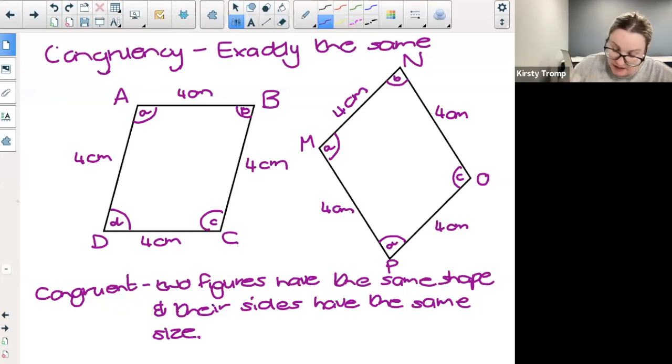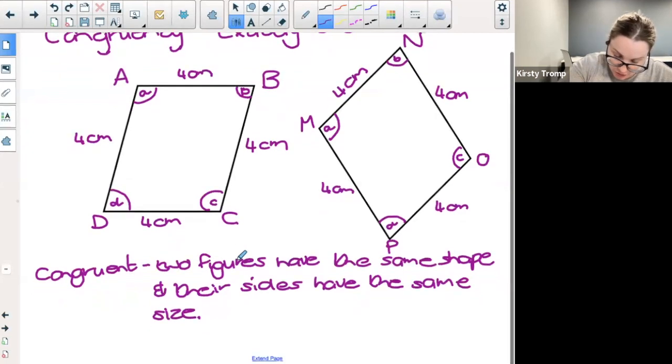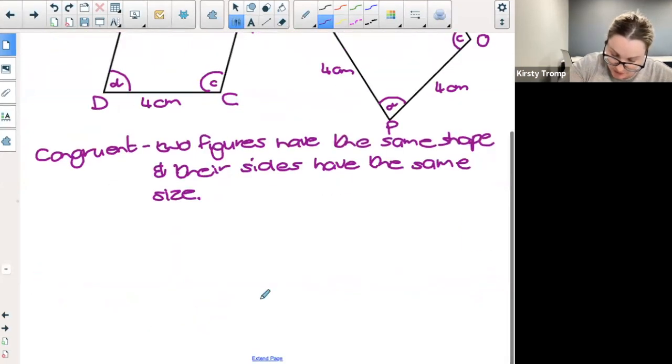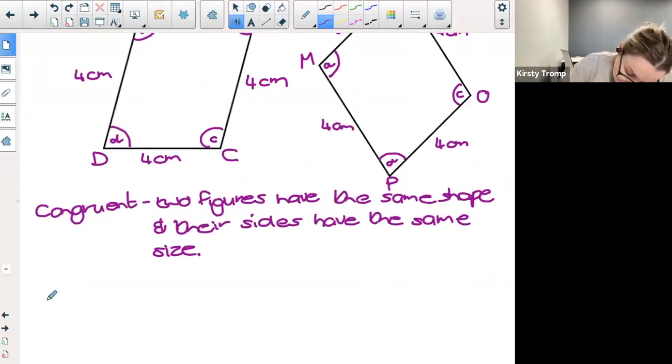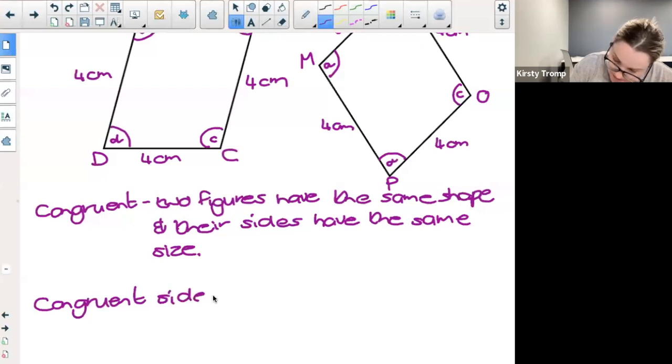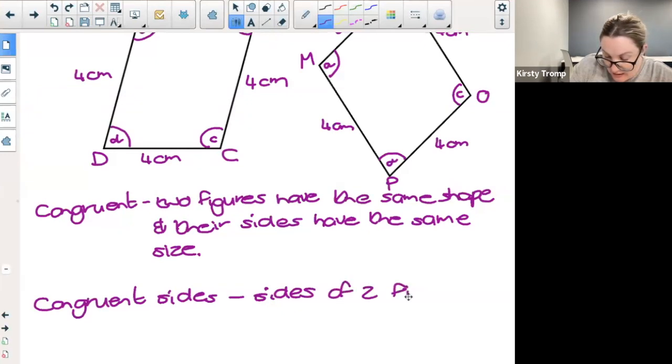Okay, what we can say then is that in congruent shapes, we're going to have congruent sides. That means that the sides of two figures have the same length.